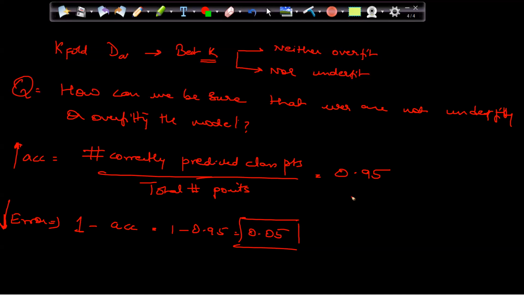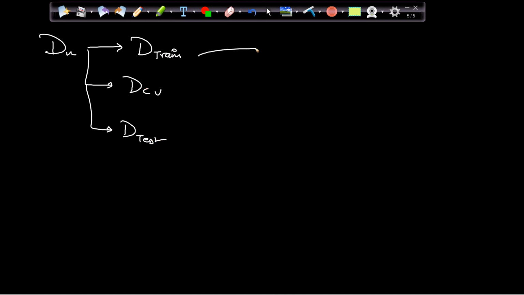60, 65 is very much, people say it's very decent, right? But now, what we are doing is, we are having my DN. We are splitting this data into dtrain, dCV, and dtest, right? If you guys again remember, I'm repeating this because this is very important.